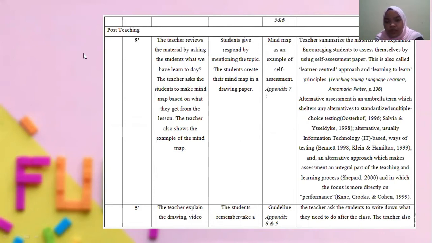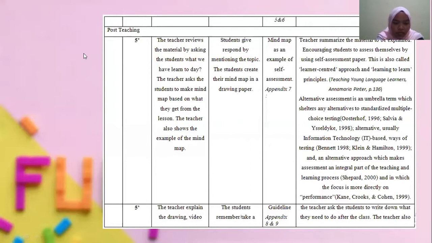So in the description, the teacher summarizes the material to explain, encouraging students to assess themselves by using the self-assessment paper. This is also called the learner-centered approach and learning-to-learn principles, based on Teaching Young Language Learners by Annamaria Pinter, page 156. Alternative assessment is an umbrella term which shelters any alternatives to standardized multiple choice testing, and IT-based ways of testing, and an alternative approach which makes assessment an integral part of the teaching and learning process, and in which the focus is more directly on performance.